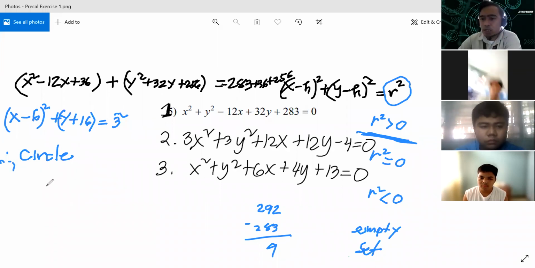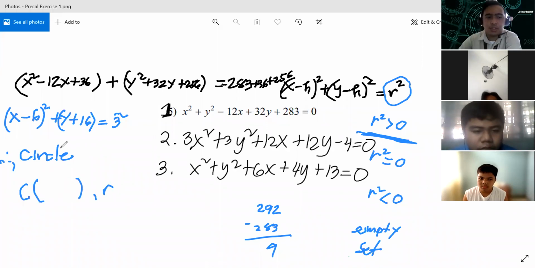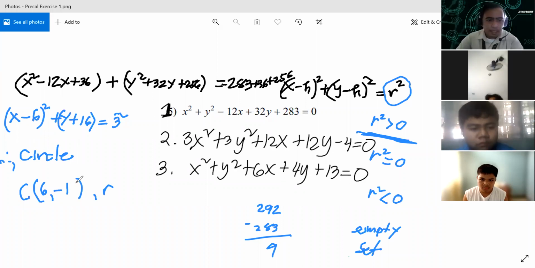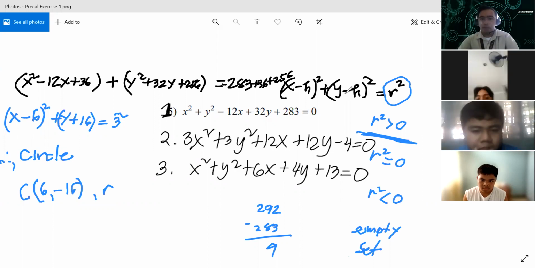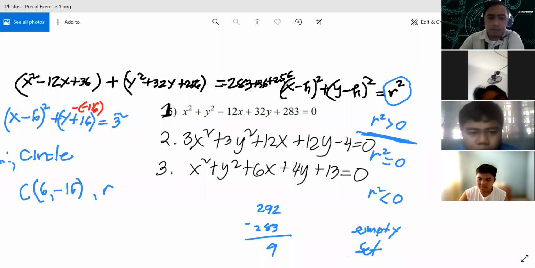And if it is a circle, class, you should determine the center and the radius. In this case, the center is at 6, negative 16. Why negative 16? It is negative 16 because, as stated in the standard form, it is y minus k. To make that minus, you should make it minus of the negative 16, right? So obviously your k is negative 16. Clear? And your r is 3.